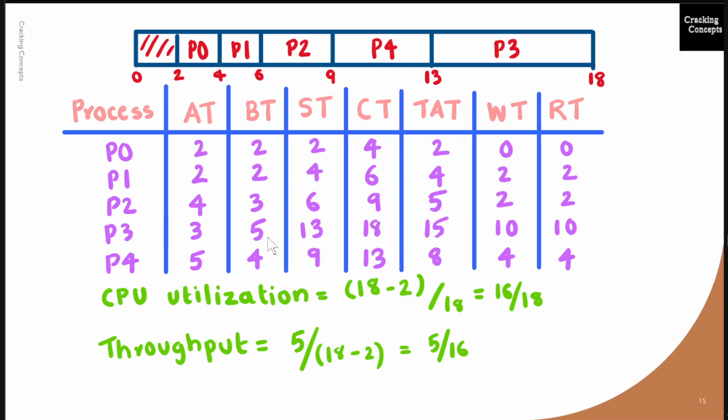Now from this we can calculate the start time of each process. So P0, when we check that, we see the actual start time is 2. For P1 it will be 4.